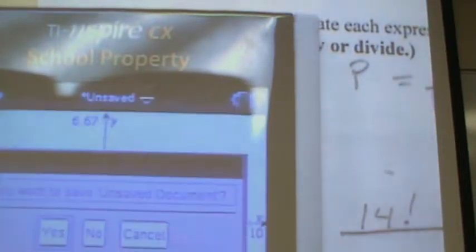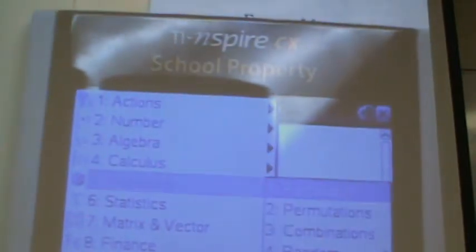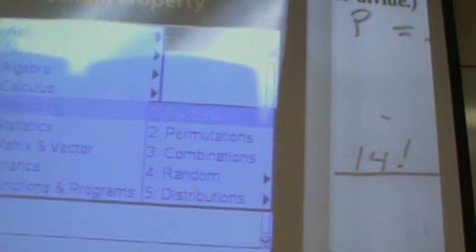Since the test is multiple choice, make sure you know how to use the Inspire. Do you guys remember how to do this? You're going to go to menu. I'm going to delete all this. Go to menu, and you go to probability. And if you want a permutation, there you go. And just put commas in. 12, 5.